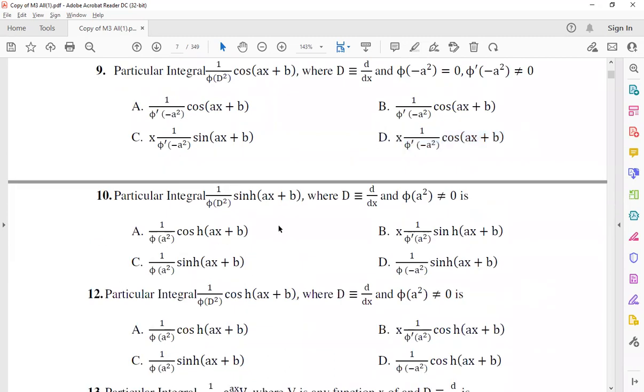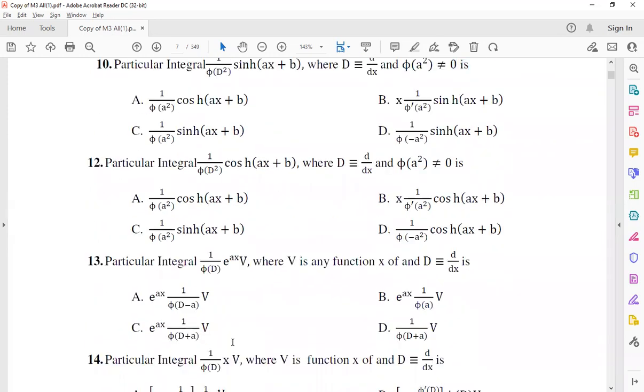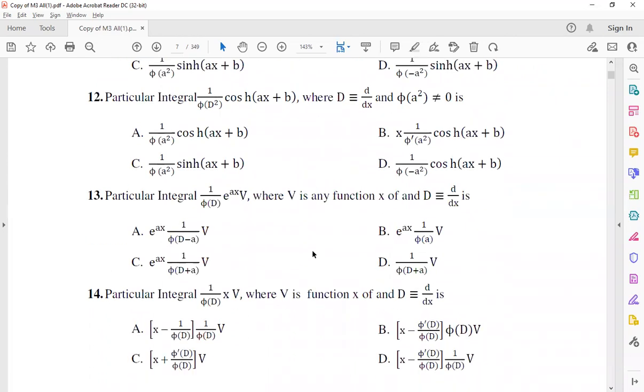Next, hyperbolic cases are also asked. So I said that non-zero. If it is non-zero, then just the replacement: d square replaced by a square. What is the correct option then? C option. Sine hyperbolic should be there as it is. Only d square should be a square. Correct, C. Same here with cos hyperbolic, you can do that.